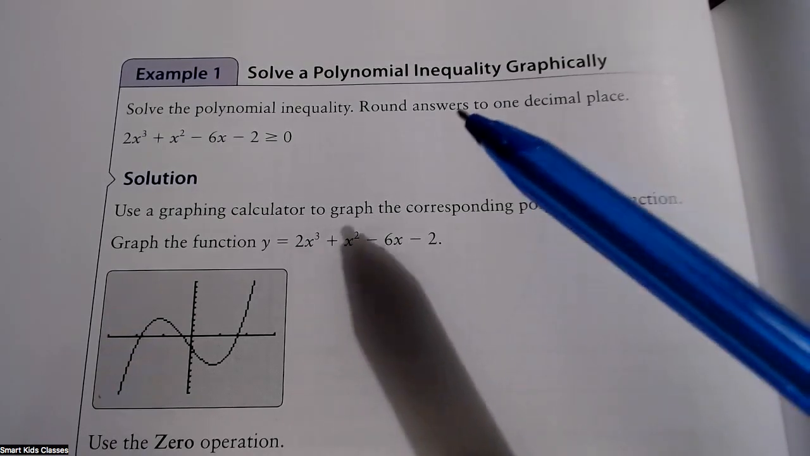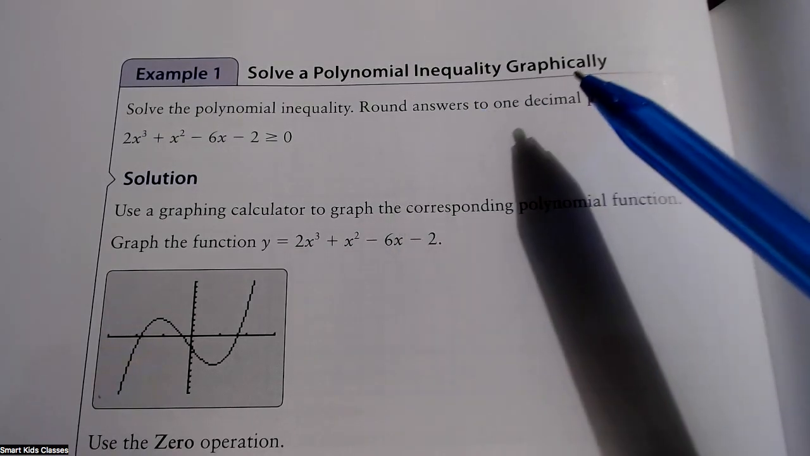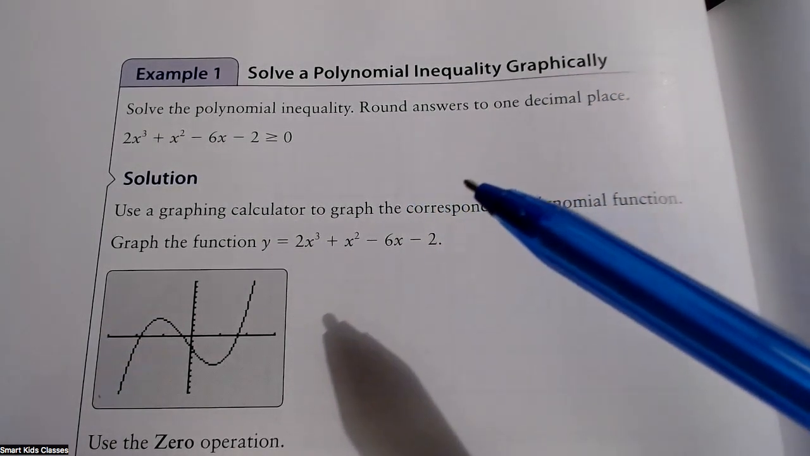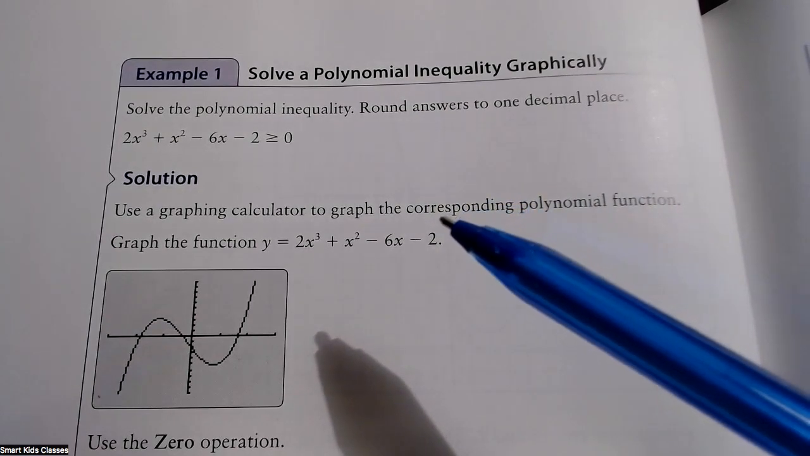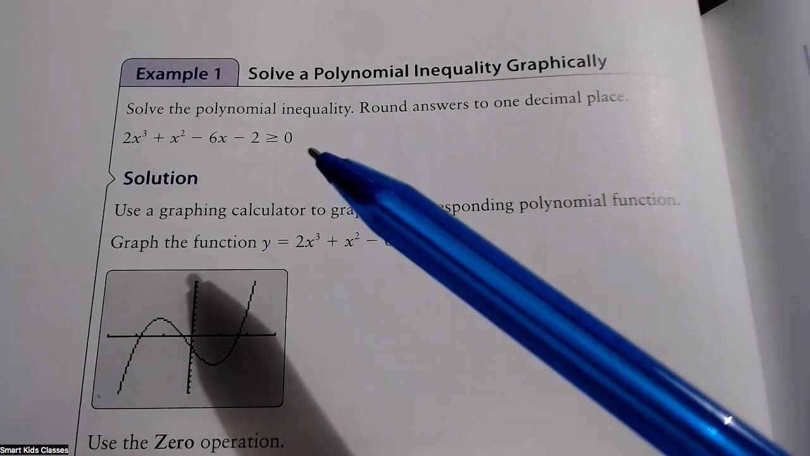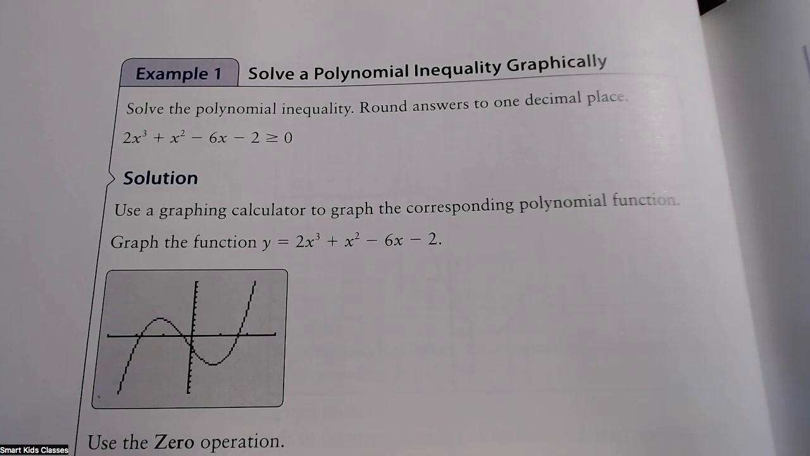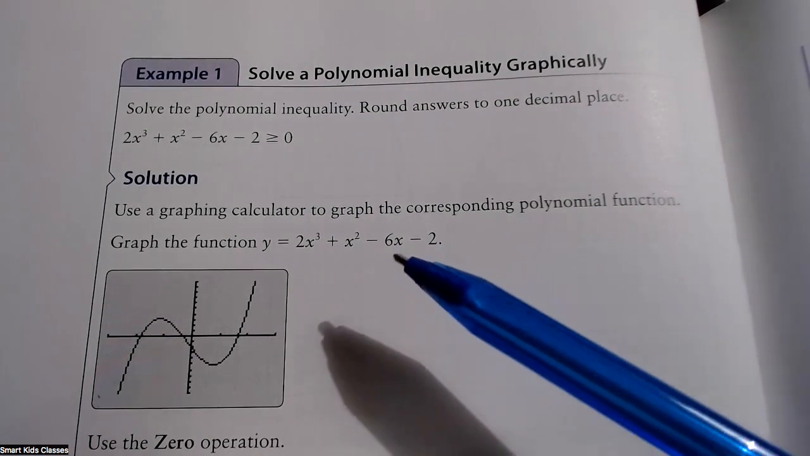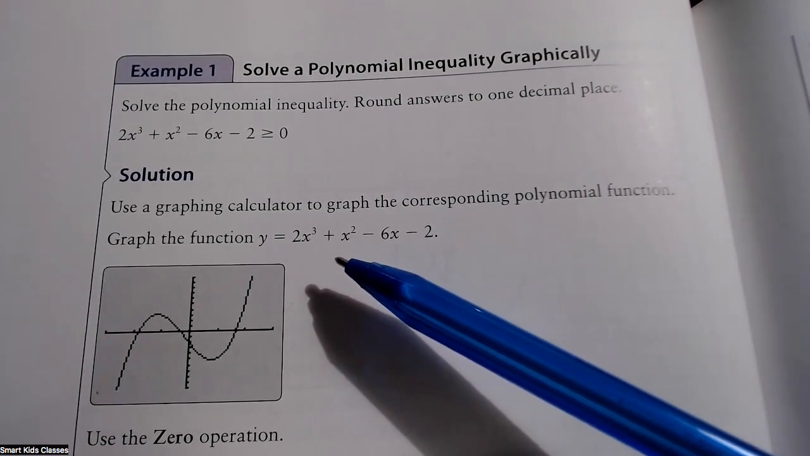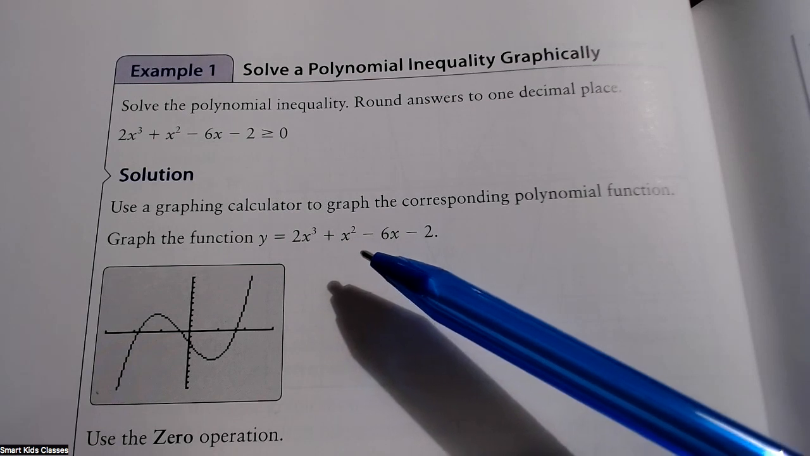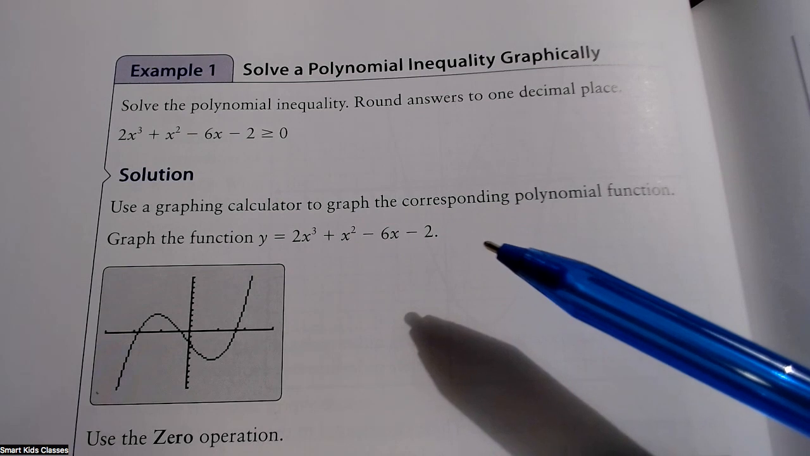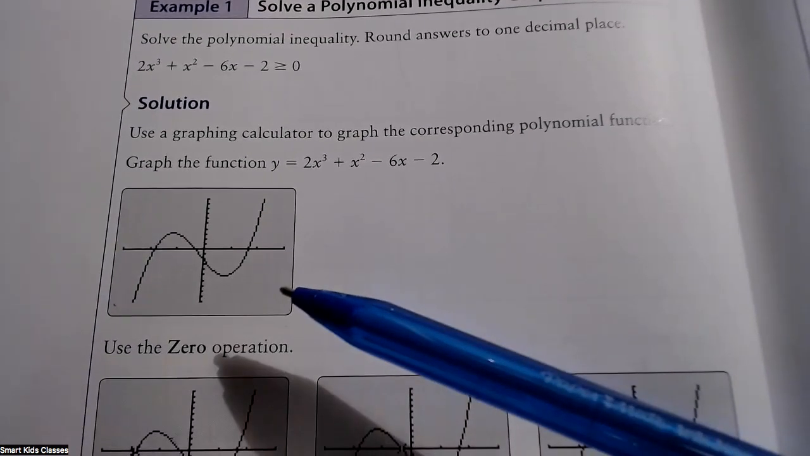Example 1. Solve the inequality graphically. So it's given a polynomial inequality: 2x^3 + x^2 - 6x - 2 is greater than or equal to 0. Now, when we graph it, we just treat it as a cubic function, y = 2x^3 + x^2 - 6x - 2. The book asks you to use technology to graph it. So, and that's the graph.